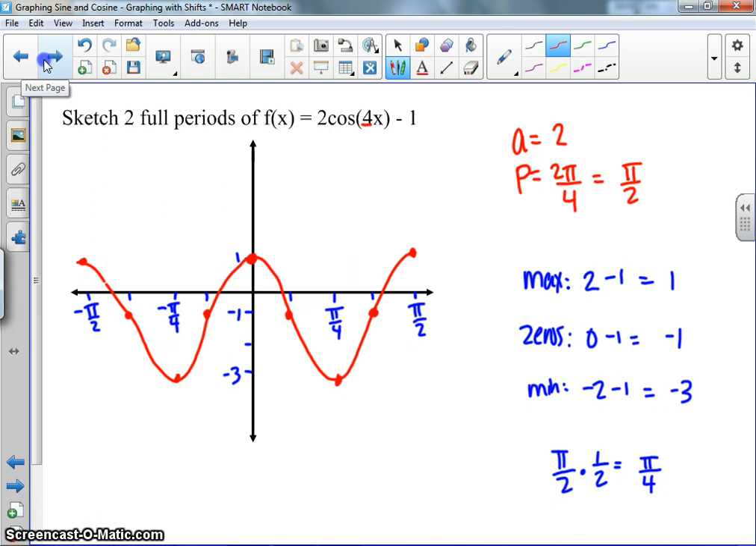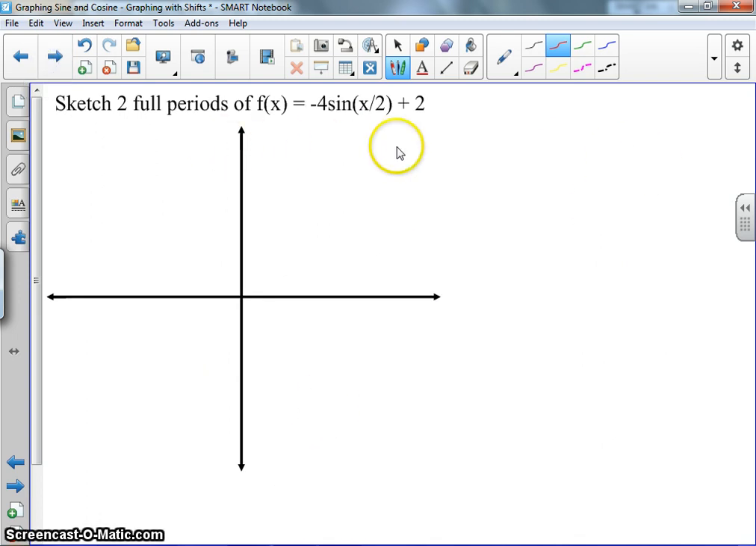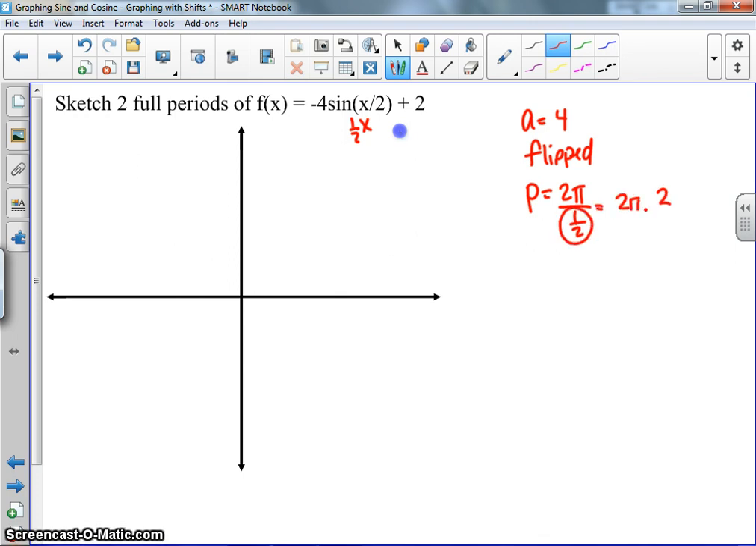Alright, we got one more. Let's graph a sine. Alright, and so then start out the same. Amplitude is 4. This is flipped. I'm going to find the period. Period is 2 pi over, this is the same thing as saying 1/2 x. And so I'm going to put 2 pi over 1/2 and take this and flip and multiply. So 2 pi times 2 over 1 is just going to be 4 pi.